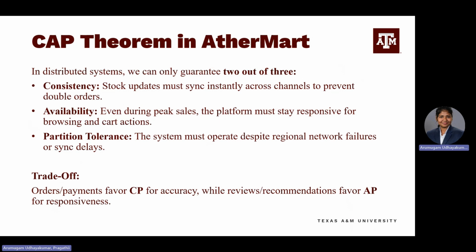And in our case, in the Ethermart use case, the trade-off between these depends upon the scenario. For example, in the orders or payments page, which deals with money, we have to favor consistency and partition tolerance more than availability because the price value should be consistent across the nodes. And in the case of reviews or recommendations, here we can favor availability and partition tolerance more than consistency because it is better to display some data, some products to the customer rather than displaying nothing.